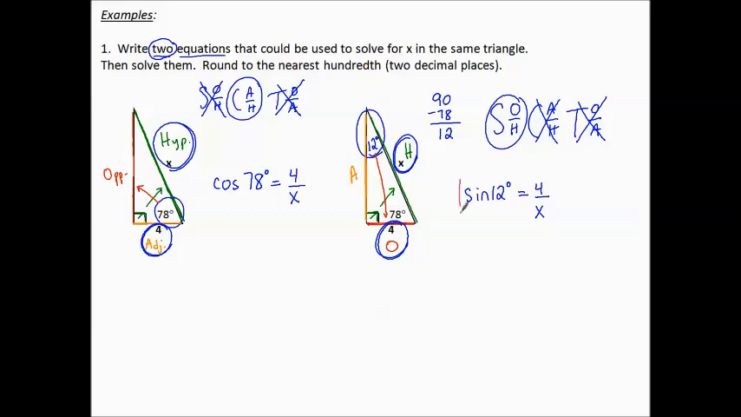So the first thing we were supposed to do is done. Write two equations. Both of these equations can be used to solve for x in the same triangle. Notice nothing different was given. I just have two different ways that I could solve it.